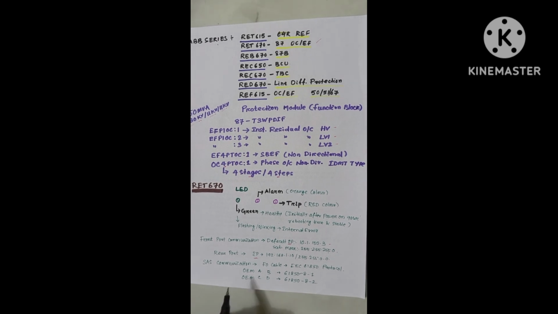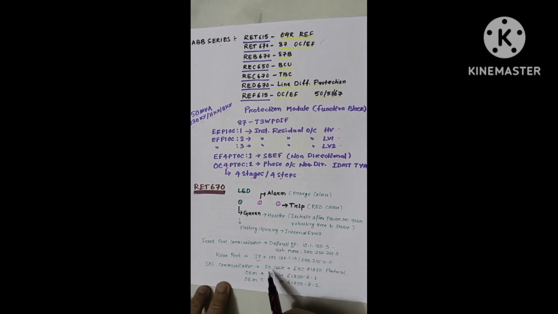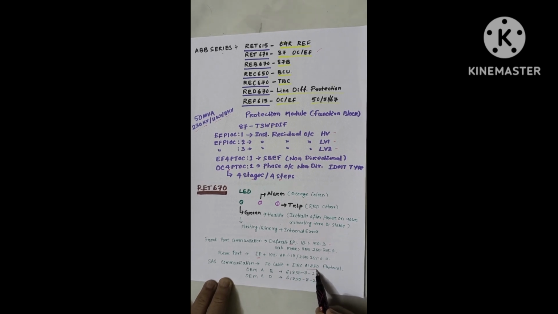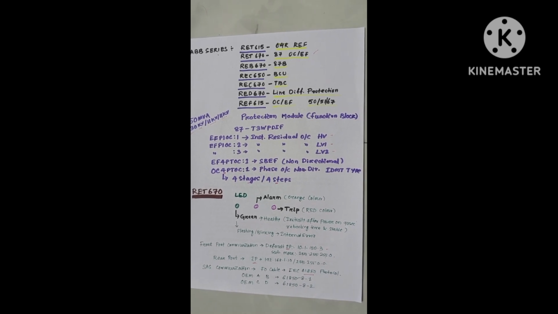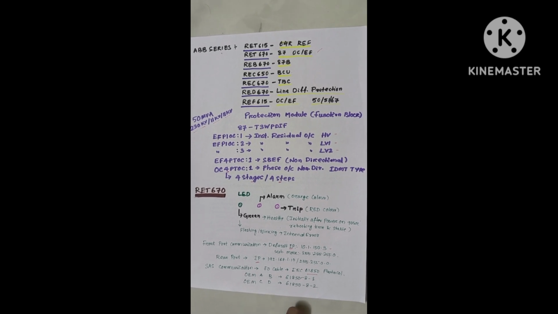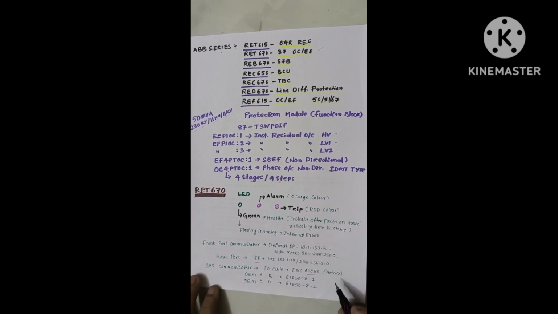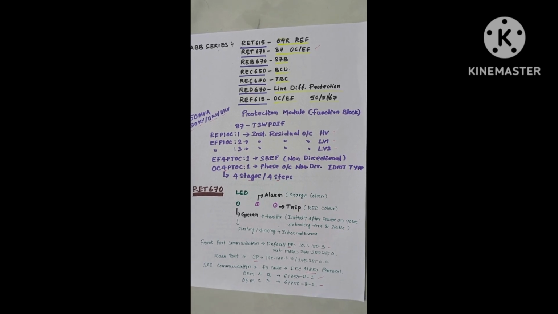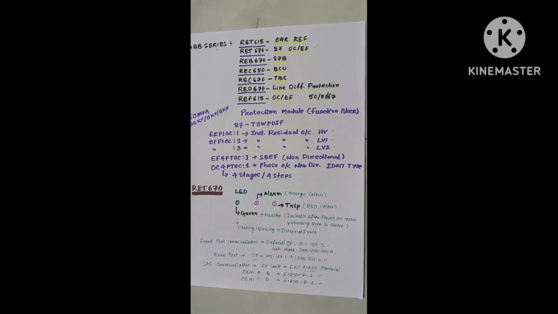Similarly, for SAS communications utilizing fiber optic cables, the protocol utilized is IEC 61850. Behind the relay at the rear port, you will find OEM A and B, and OEM C and D. These are all utilized for SAS communications.